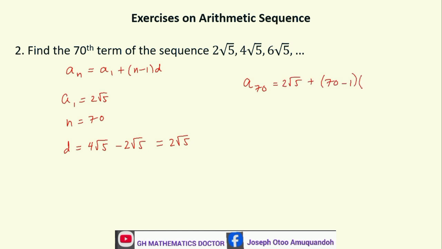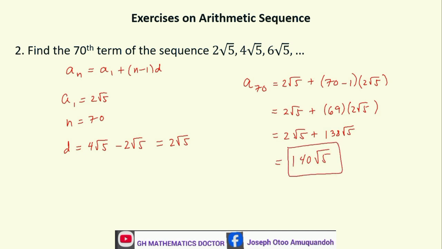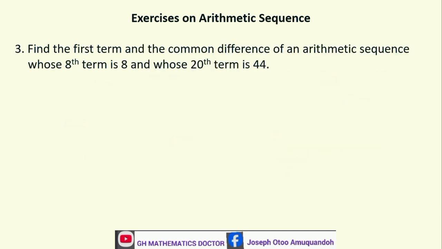So you just do the substitution according to what we have in the formula, where you know your d, you know your a, and you know your n. Then by using a calculator, you can work out the brackets. That will give us 139 root 5. Then the total answer will be 140 root 5. This gives us the 70th term.